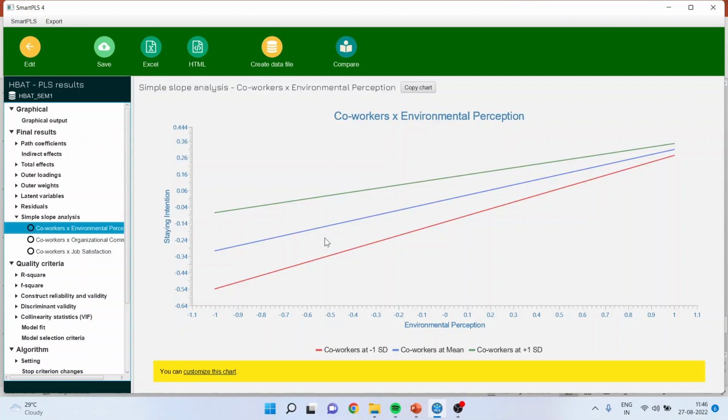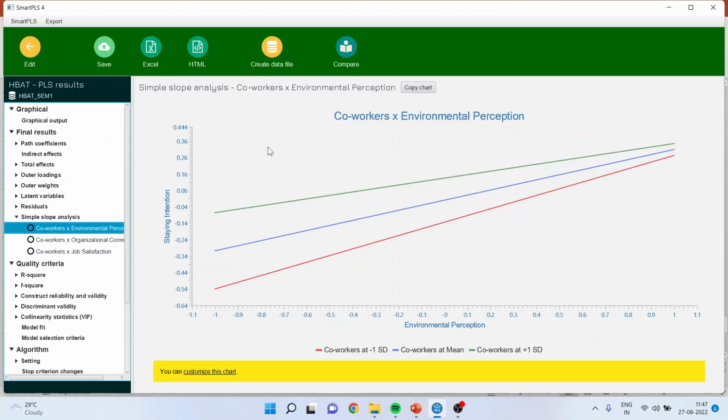Now, what is the interpretation? The interpretation goes again this way, that when the behavior of coworker changes by -1 standard deviation, the relationship between environmental perception and staying intention becomes more positive, the red line. And when it increases by +1 standard deviation, the relationship decreases. Okay. Now, according to the authors, whenever there is a conflict between the slope and the p-value, you should rely more on slope analysis in comparison to p-value.